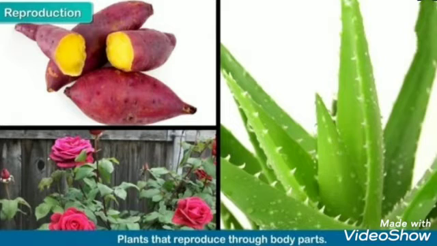However, there are some plants that reproduce through spores, example fern plant, and some through body parts like roots, example sweet potato, stem, example rose plant, and leaves, example aloe vera.